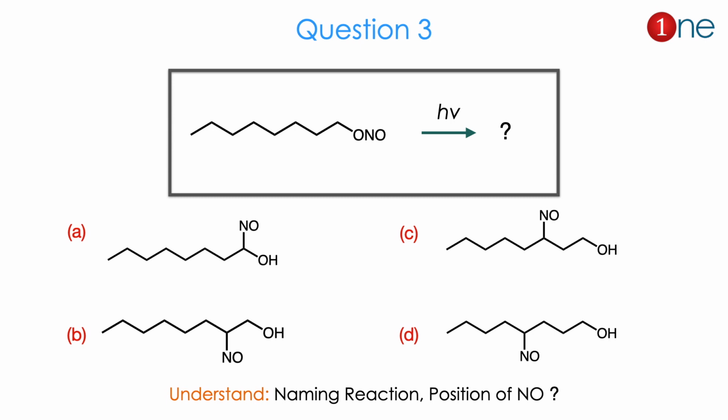Then question number 3. The starting material is a long chain alkyl system with a nitrite configuration, and you are using light there. Here they ask you to find the product. The products are mostly the nitroso group rearranged somewhere, first position, second position, or third position. So from the question and light, you might guess one named reaction is involved, and the position of NO is the real question there.